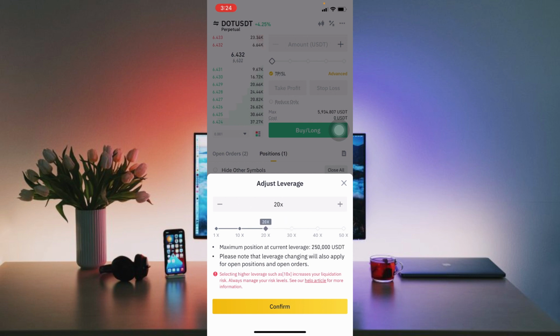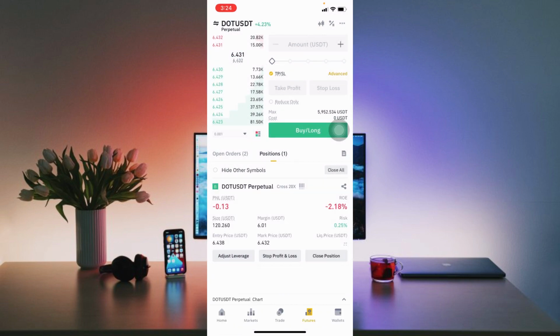Some of them you can even increase it up to 200x. Then you can also reduce it. So let's say you are in a losing trade and you want to reduce it, you can just click the adjust leverage to reduce it to the amount that you want. For me, I usually leave it at 20x. Okay, then you click on confirm.